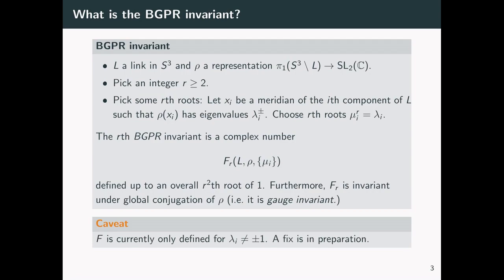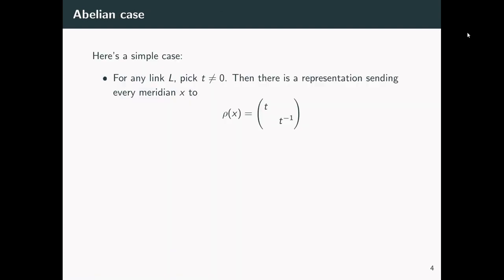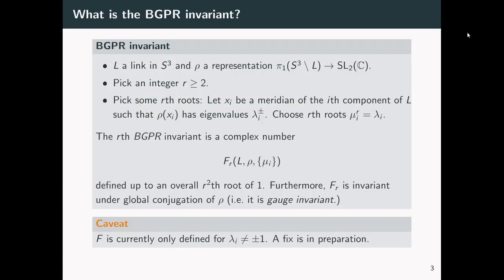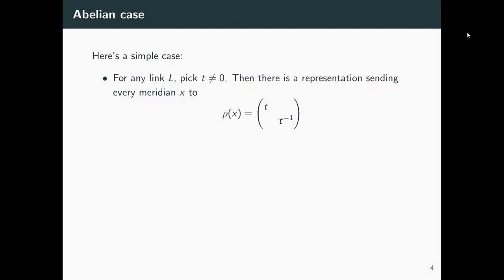All right. One warning I didn't say above is that actually lambda_i can't be plus or minus 1, for technical reasons. That case is more complicated because some things vanish. I think there's a way to fix this. I'm working on it. Hopefully there'll be a paper soon. But it should be possible. It's not quite there yet.